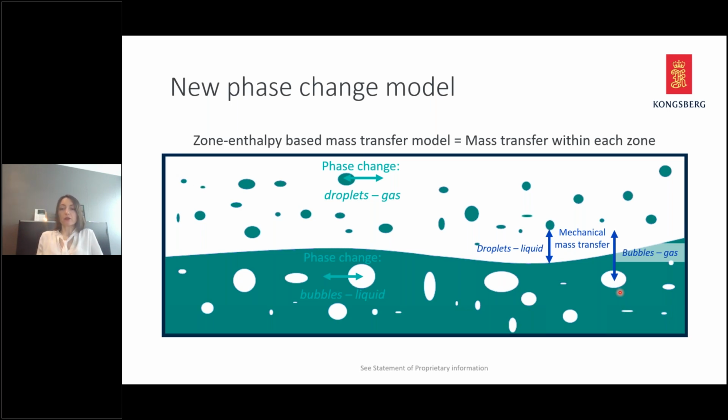So here the gas and liquid zones are treated completely independently, since the phase change converts continuous to dispersed and vice versa. And that means that there is no interaction with the other zones, and that's what increases the numerical robustness.